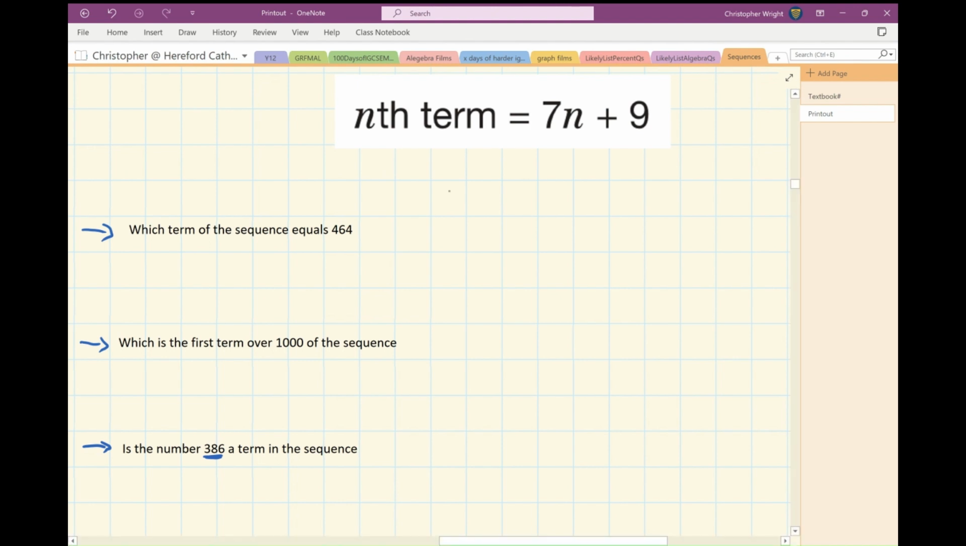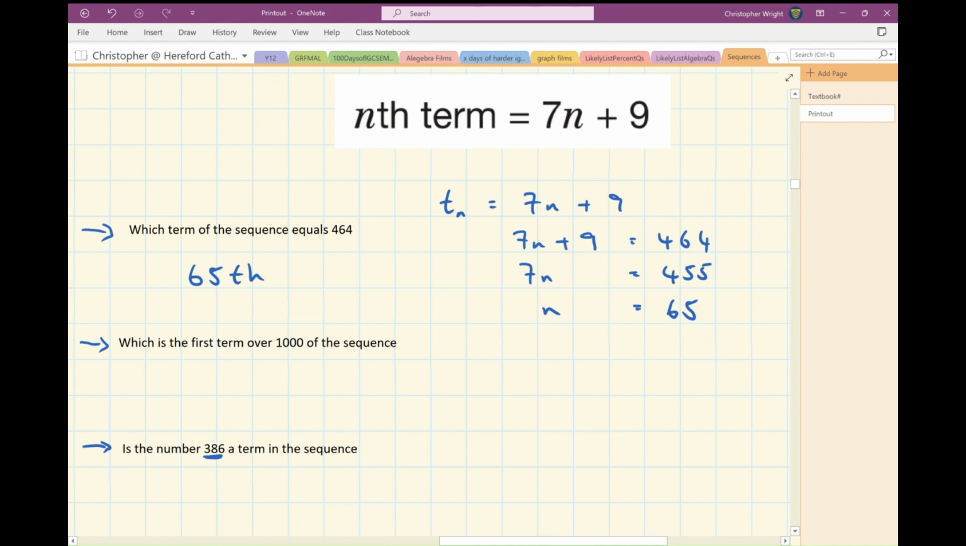So we've got the nth term is 7n plus 9, and we're being asked to find out which term of the sequence equals 464. So I need to have 7n plus 9 equaling 464, and I have to solve that equation to find which n will give me that answer. So if I do 455 divided by 7, I get 65. So in fact, it's the 65th term of the sequence which equals 464.